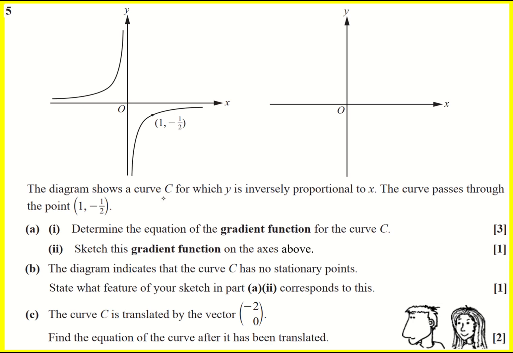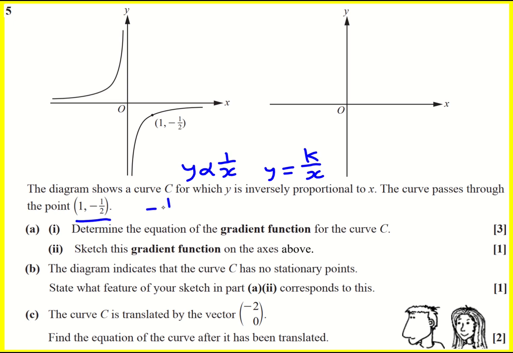We have a curve C where y is inversely proportional to x. So that means y is proportional to 1 over x, and y equals k over x. As one doubles, the other halves, so they're just separated by a constant, essentially. And we want to work out what this is, and we've got a point, so we can do that.